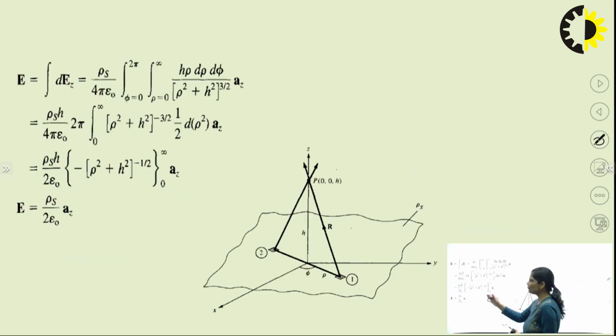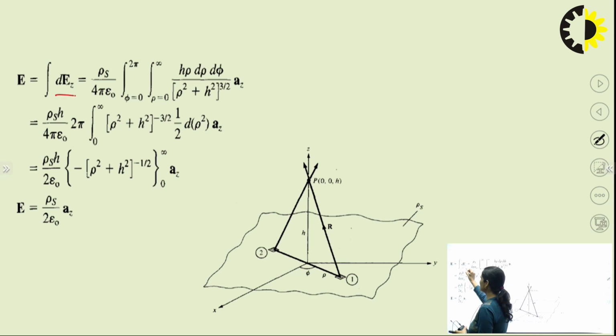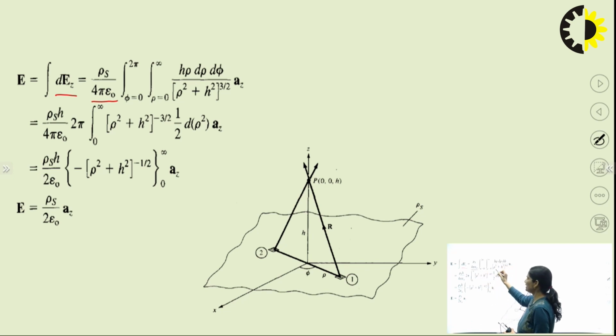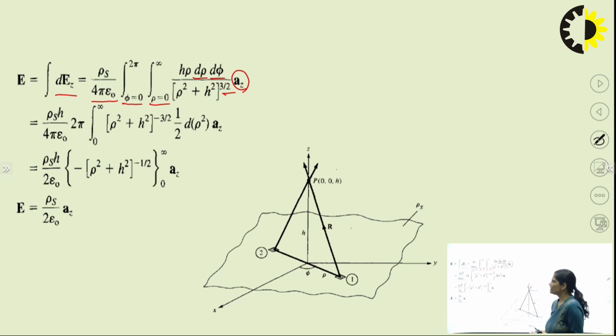Now here find out the electric field intensity, that is the differential electric field intensity. Now integrate this differential electric field, with rho s upon 4 pi epsilon naught. Now here you have h rho d phi upon rho square plus h square under root to the power 3 by 2 unit vector of z. Now integrate it with respect to rho and phi. So limits for rho are 0 to infinity and limits for phi are 0 to pi. So integrate it with respect to these two limits for phi and rho.